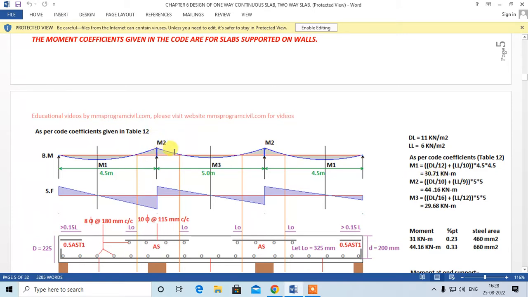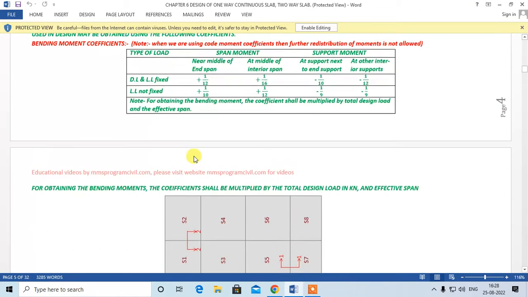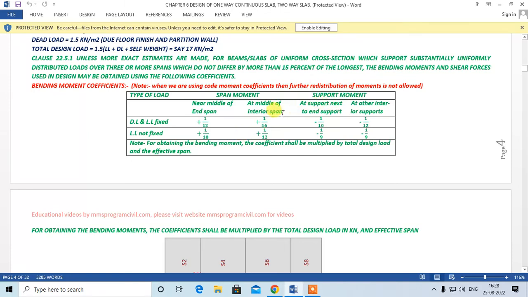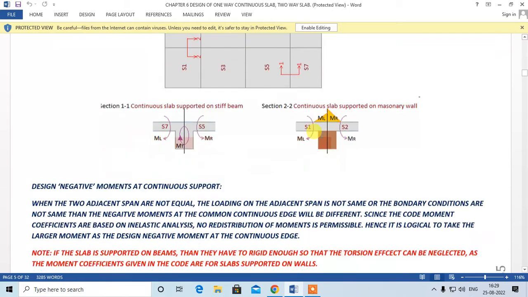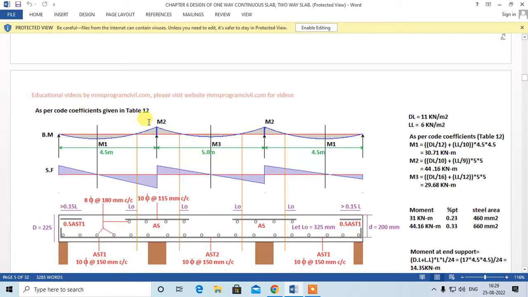Similarly, M2 is the hogging moment at the support, that is the support moment at the support next to the end support. Dead load by 10 plus live load by 9. This is going to be negative because it is a hogging moment. Over here we have two spans. This is a common support. Over here the span is 4.5, over here the span is 5. So for getting the larger moment, we will take the larger span. That is why we design this support for the larger moment. So we are taking span as 5, so L square is 5 into 5.